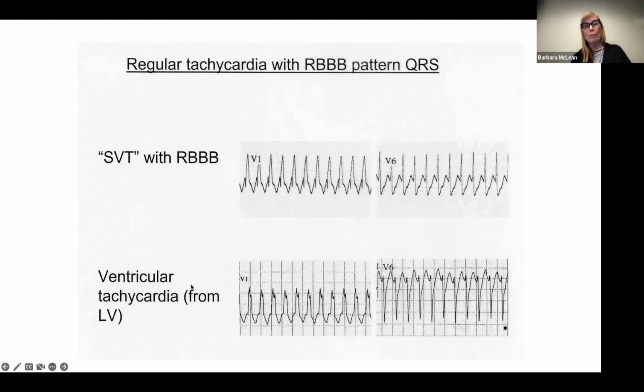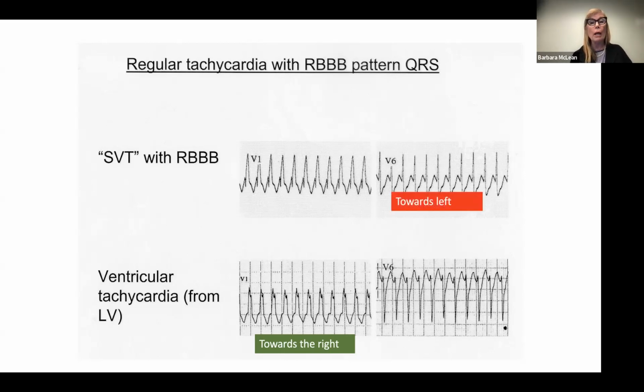Here, you have VTAC that's coming from the left ventricle. So current is leaving the left side and going to the right heart because it arises in the left ventricle and then travels to the right heart. So you look at that and you say, Barbara, that looks just like a right bundle branch block pattern. And you know what it does until I look over here at V6. And in V6, with right bundle branch block, I still see current coming to the left heart. Here, I only see current going away from the left heart. So all current going away from the left and towards the right helps me to identify VTAC from the left ventricle.